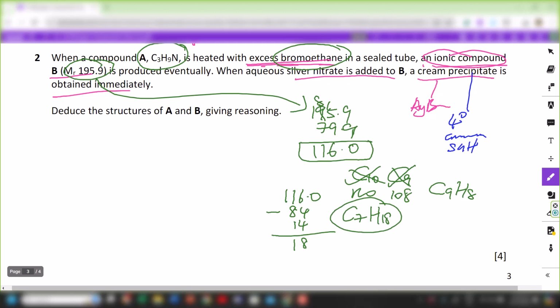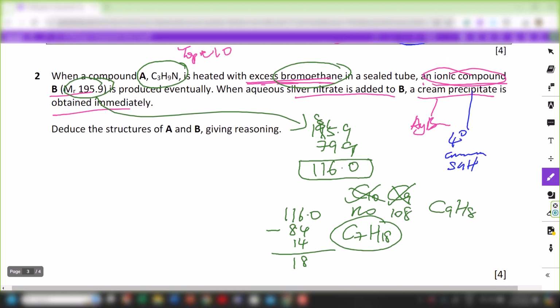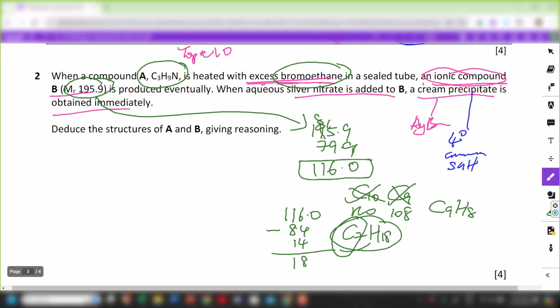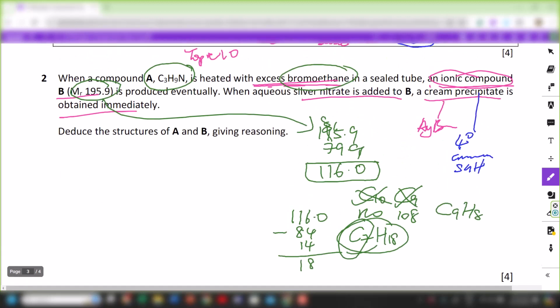Then if you already decide that it is a C7 system, then what you can do is look at the excess bromoethane. So if we have a bromoethane and I have a C7 system, that means that the number of bromoethane being added is two equivalents. So if it's 2 equivalents of bromoethane being added, that means that to begin with, my A must be a secondary amine. I don't know if you can get this logic.